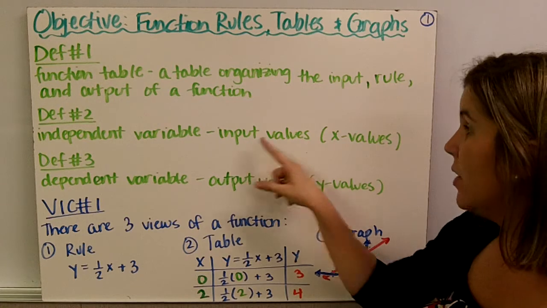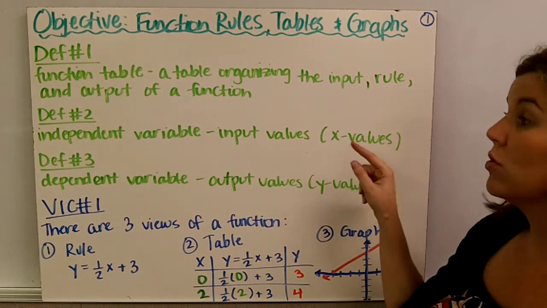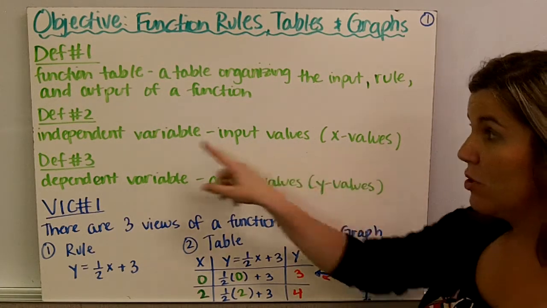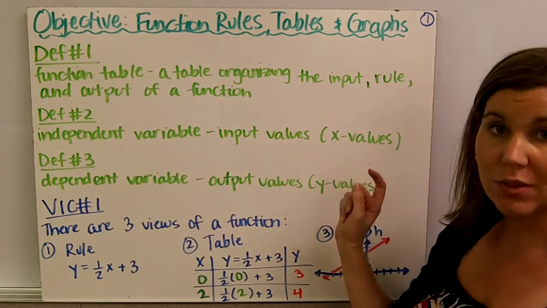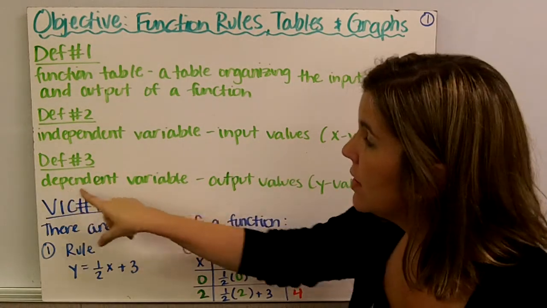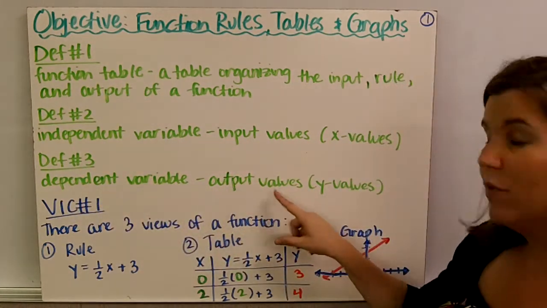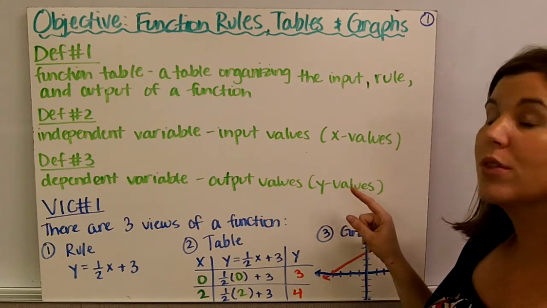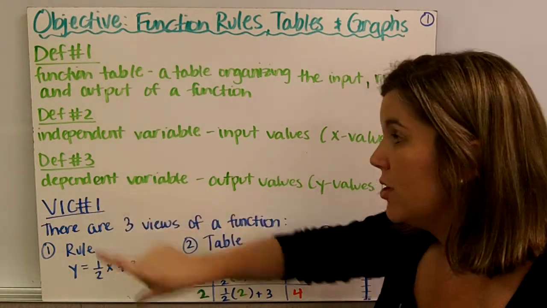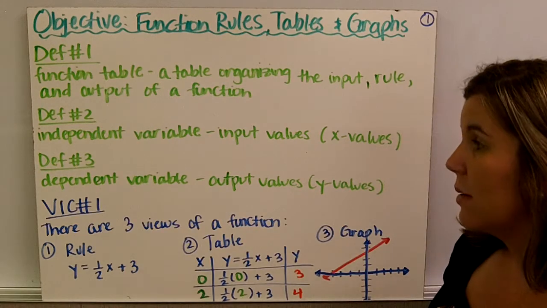These are the input values or your x values or your domain. Make sure you know that independent variable goes with the domain. Definition number three, the dependent variable are the output values or the y values or the range. Make sure you know range and dependent variable mean the same thing.